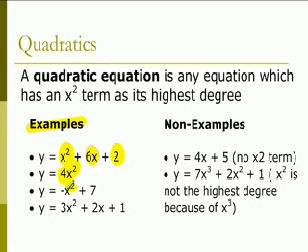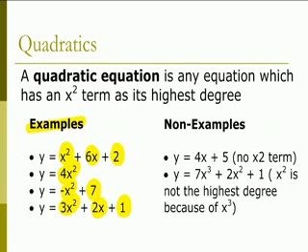The next equation, negative x squared, and then a positive 7. That also is a quadratic because negative x squared is the highest degree term. The next one is 3x squared, 2x, and 1. Again, 3x squared is the highest term, so that is a quadratic equation.